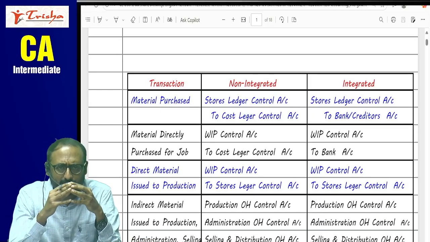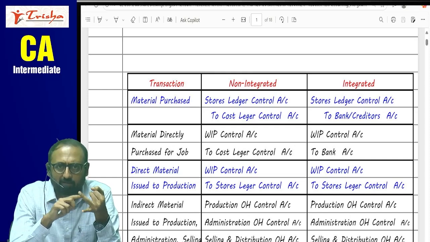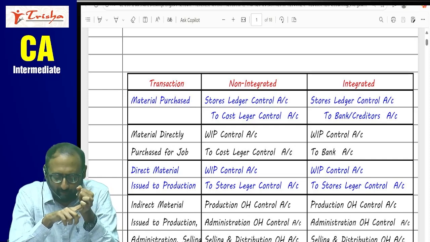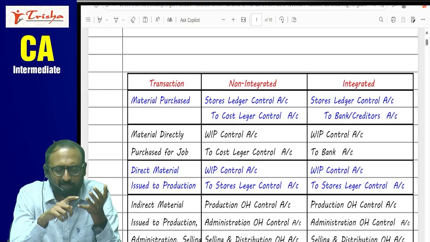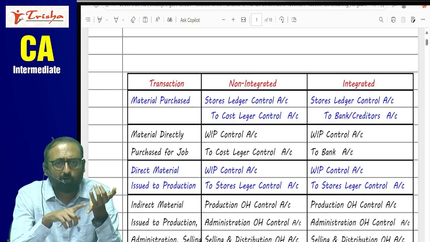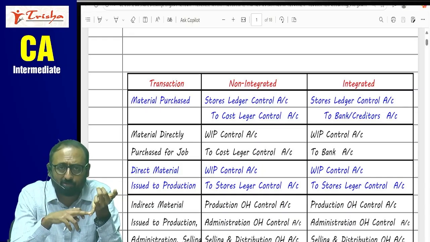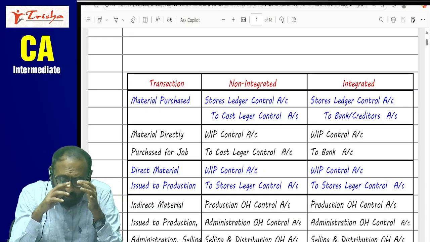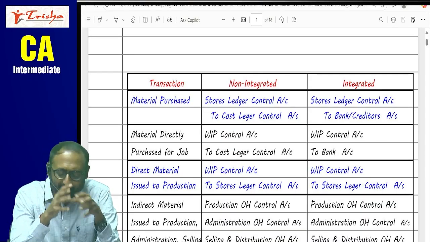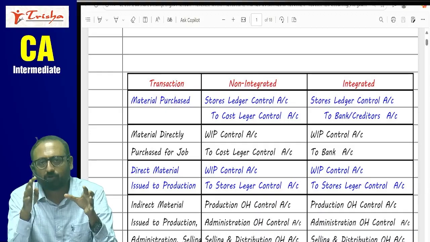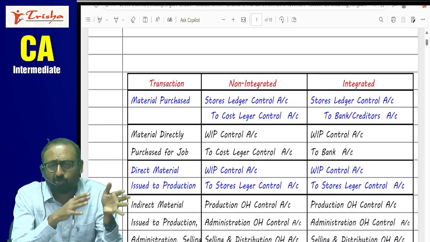So boys and girls, you know that instead of cash, bank, debtor, creditor, real account, personal account, in the non-integrated system we used one common word, that is cost ledger control account or general ledger adjustment account. What word did we use? Either cost ledger control account or general ledger adjustment account. But sir, in case of integrated, we are going to prepare the same records for costing and for finance, so no need to bifurcate into cost and finance.